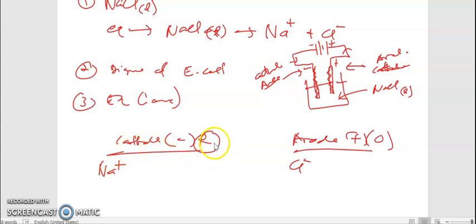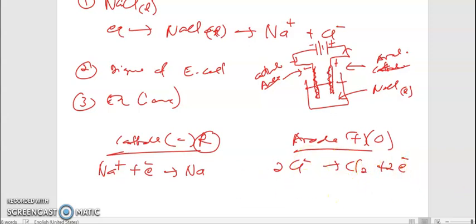Okay, so reduction means accept electron. Na plus, the charge is plus 1, so it will accept 1 electron and it will reduce to Na metal. Cl minus, oxidation means it will lose electron. It will lose electrons to form chlorine gas. So it should be minus electron here, but we write the electron on the other side, so plus electrons. You have to make it balance. 2Cl minus is needed, so we also need 2 electrons.